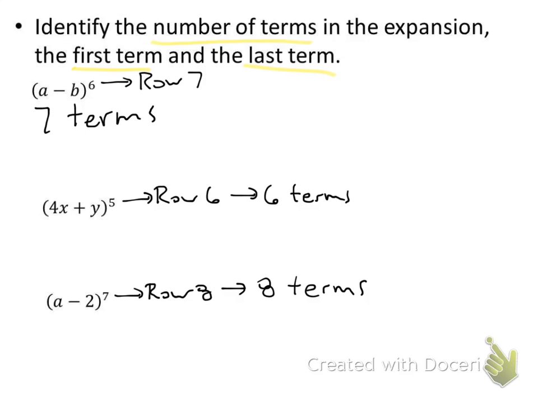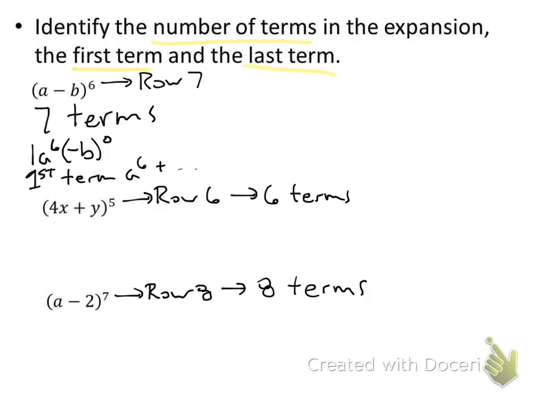The first term and last term always have a 1 by Pascal's triangle. That's always our first and last values. So I know it's going to start with 1 a to the 6th, negative b to the 0. Well, negative b to the 0 is just 1, so my first term is 1 a to the 6th, which is actually just a to the 6th. So the first term is a to the 6th.